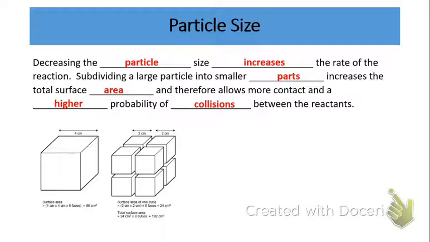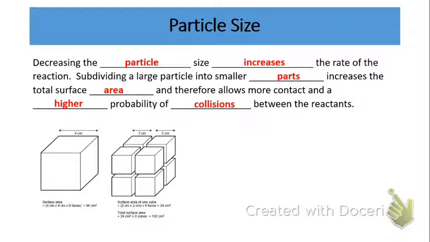All right, what about particle size? How does the size of particles affect the rate of a reaction? Well, here we see that when we decrease the particle size, we're actually going to increase the rate of a reaction. Subdividing a large particle into smaller parts increases the total surface area. Therefore, it allows more contact and a higher probability that collisions are going to occur with the reactants.